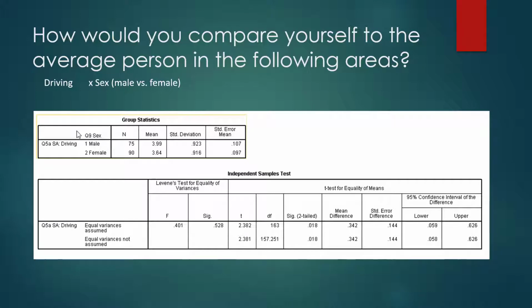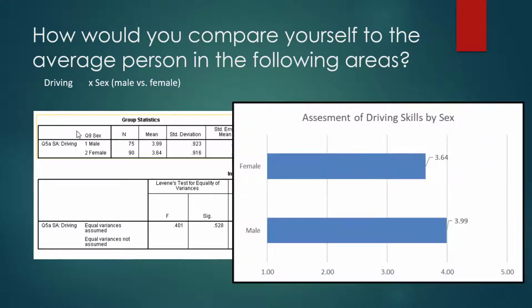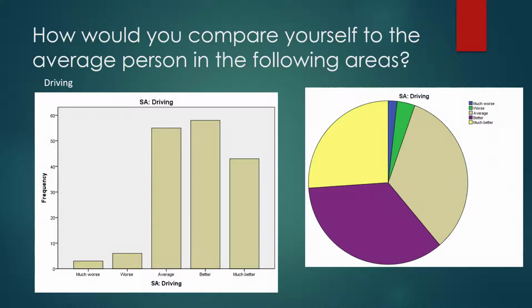Wow, look at the differences in the means. Males were more likely to assess their driving skills higher than females, a mean of 3.99 for males as compared to 3.64 for females. Let's set aside the issue of whether this finding is significant or not. For this video, we're just looking at how the use of visuals impacts understanding. So let's do a quick graph. And now you can visually see if there's a difference in the answers based on sex. Oh, and these graphs were made in Excel. SPSS will do graphs for you, but they aren't very pretty.